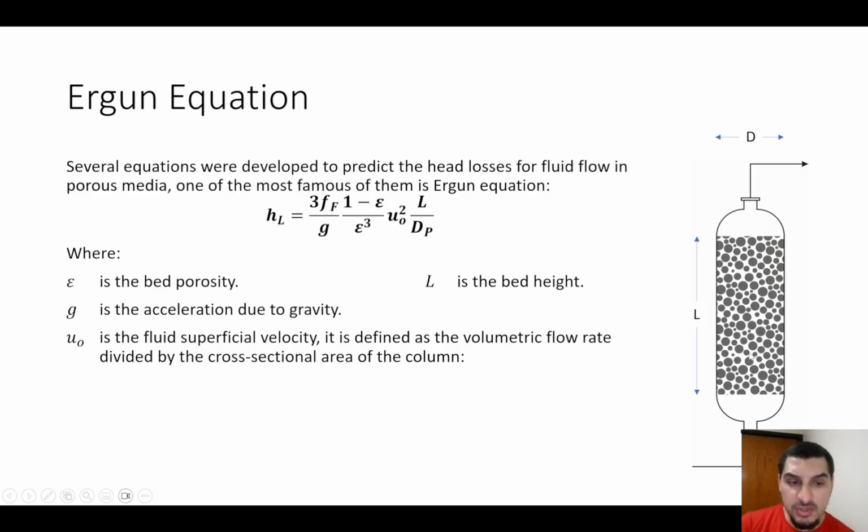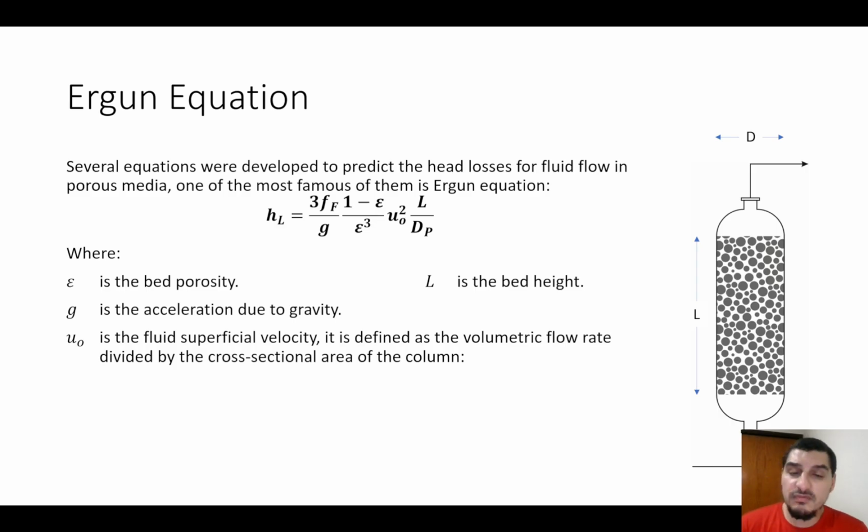And maybe at one point there is a lot of space, and then it gets very narrow here, so the velocity will vary from one point to another. So it's not practical to use the velocity inside the column. So we are using the superficial velocity, which is the velocity based on the total cross-section area of the column, assuming that the column is empty.